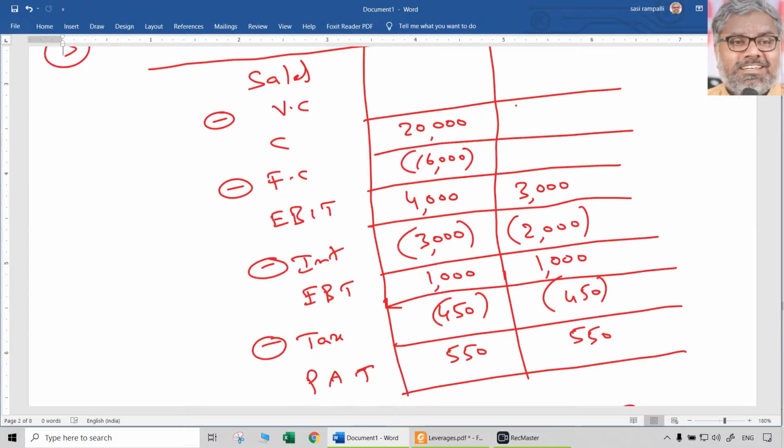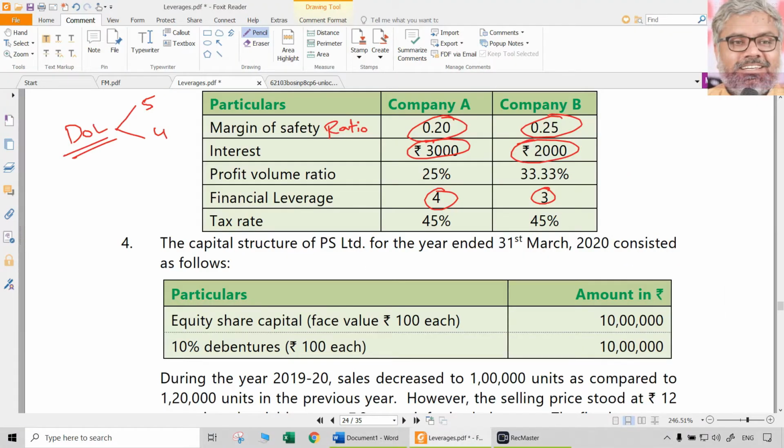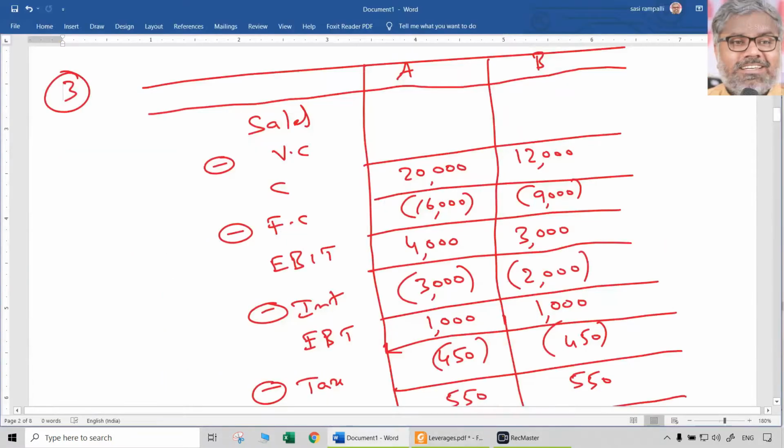12,000. So contribution will be 4 times of that, means 12,000. That means automatically the fixed cost for company B is 9,000. So we have got fixed cost also. We got contribution also. Now, still the statement is not complete. For that purpose, PV ratio is given. PV ratio is 25% and 33.33%.